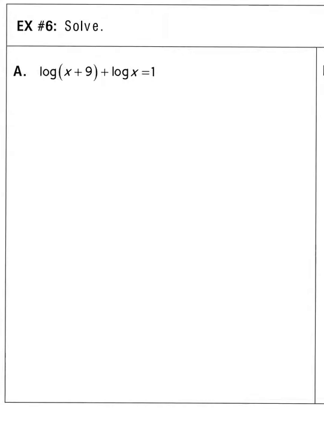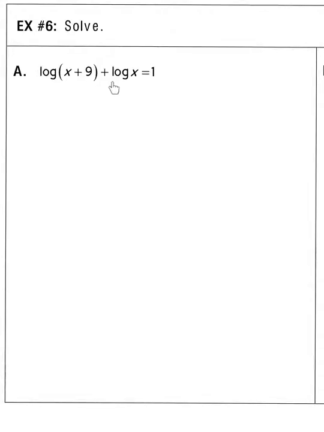Okay, so this time for this last example, we have a little bit different situation. We still have logs in here, but we've got 2 logs, and we cannot convert this into exponential form until we get rid of both logs. So that's one reason why we learned how to condense logs. It's also the reason why we learned how to expand logs for some of the previous ones.